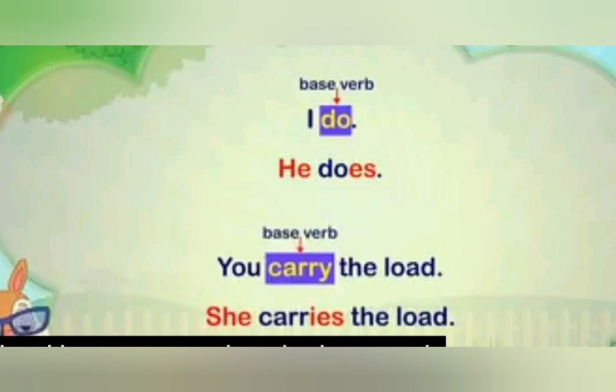In the second sentence, he does. Here why have we added es with do? Because he is a third person.